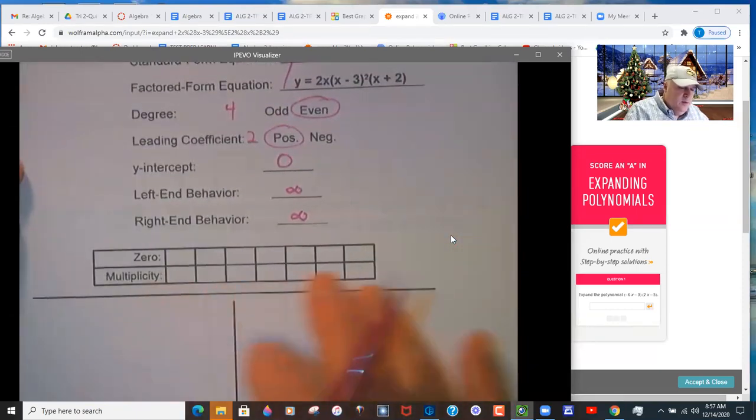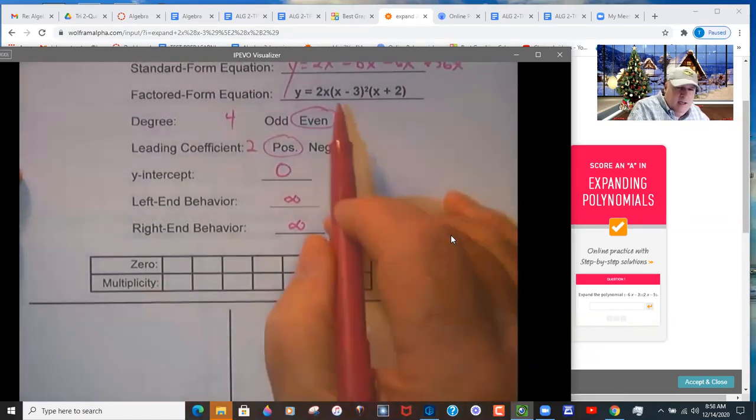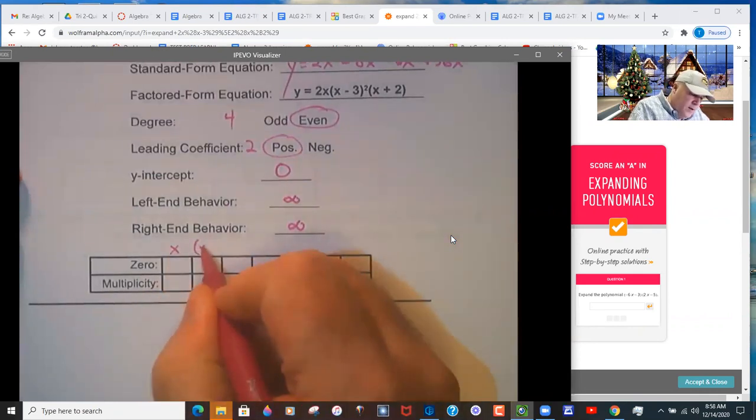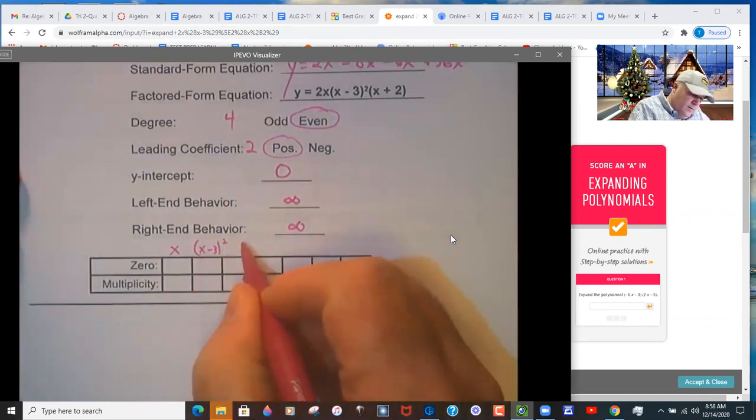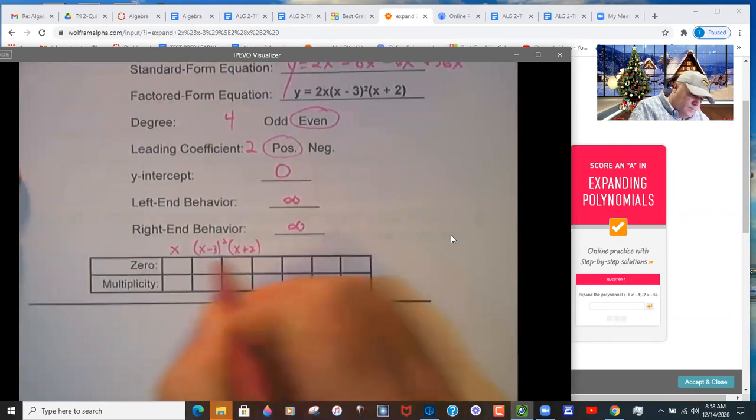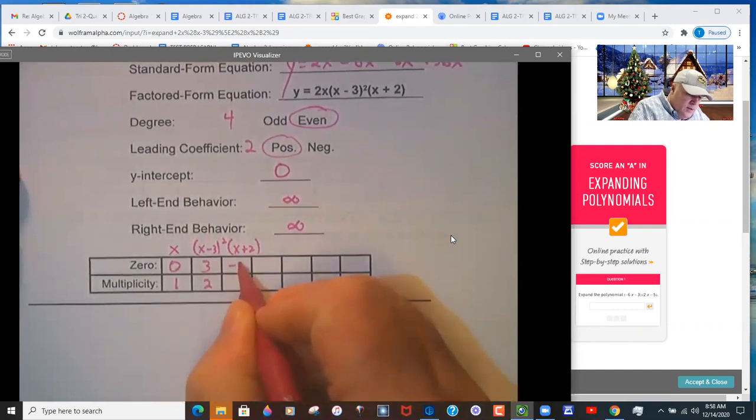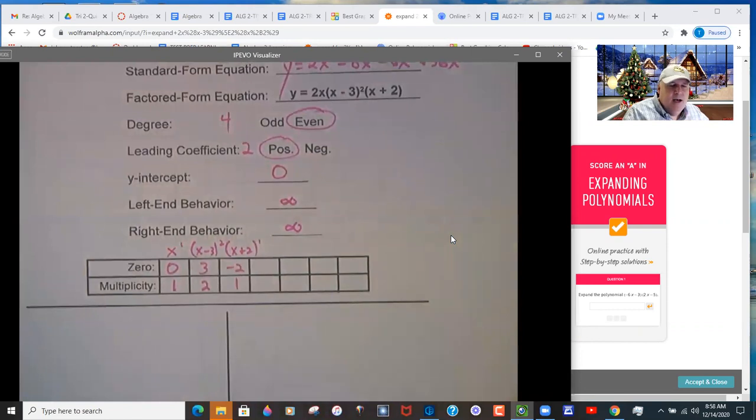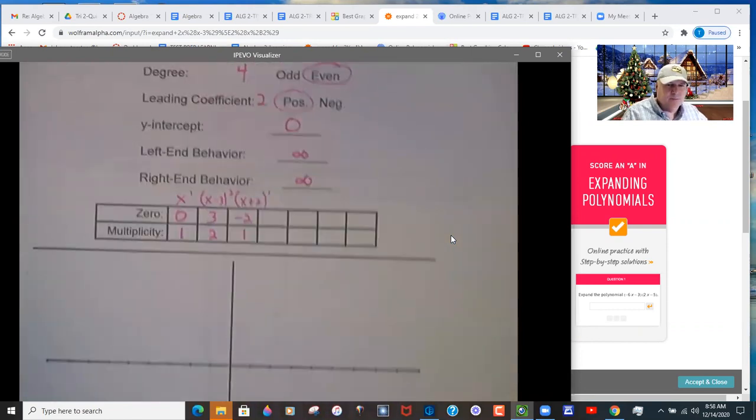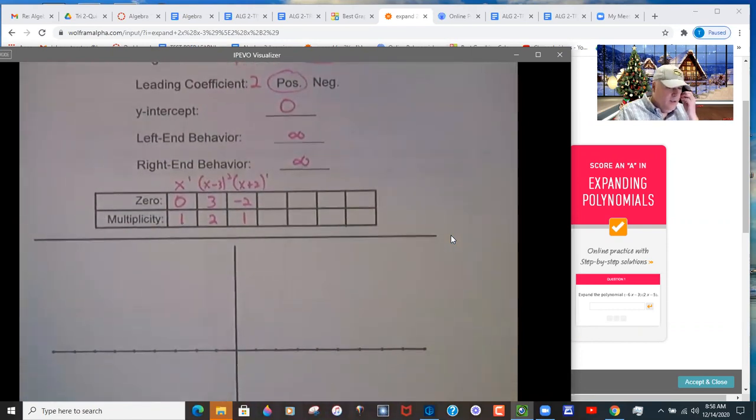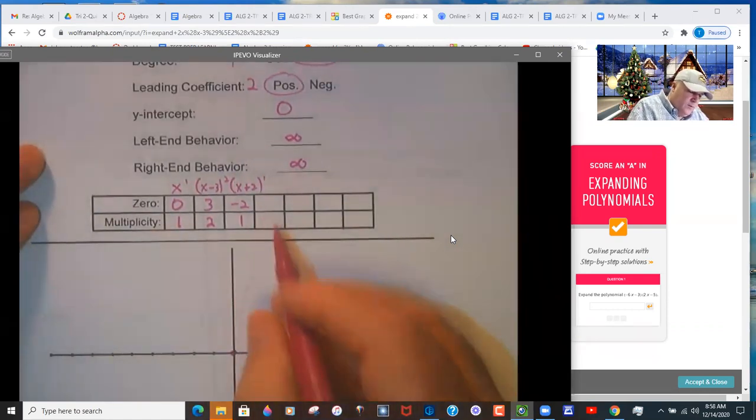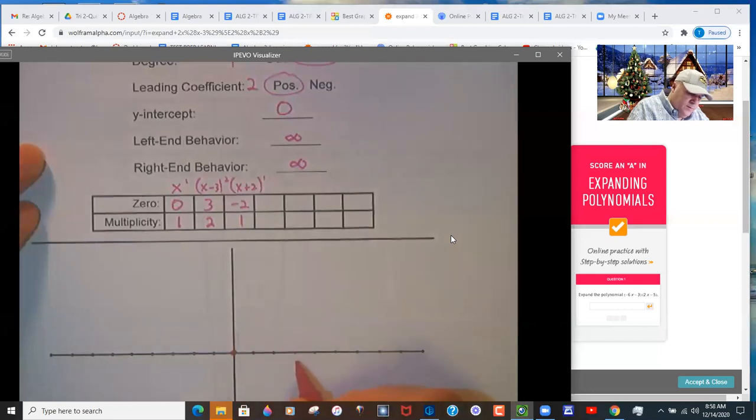Now we're ready to do this table, and that is related to the factored form. So we have an x minus 3 squared, we have an x plus 2. So that's 0 and 1, 3 and 2, negative 2 and 1. Remember, the multiplicities are the powers. Then what do you do on the graph? You take the y-intercept with the zeros. The zeros are the x-intercepts.